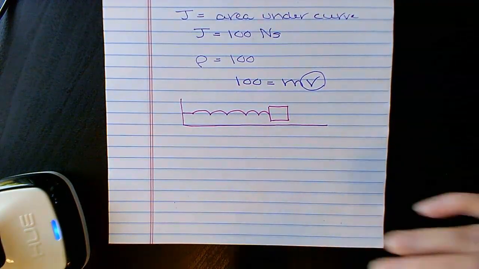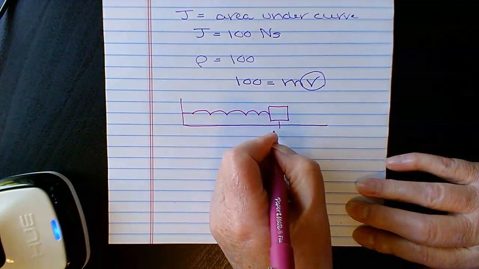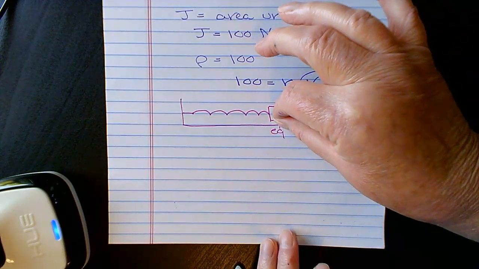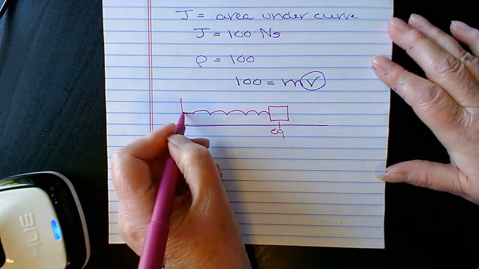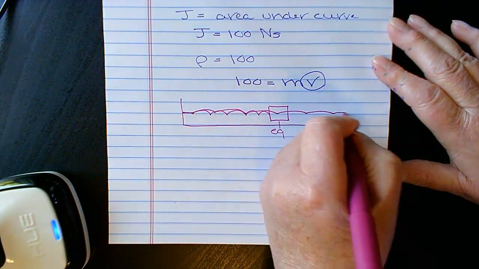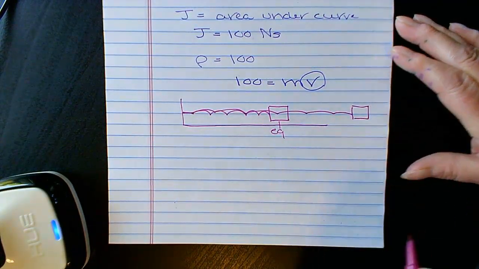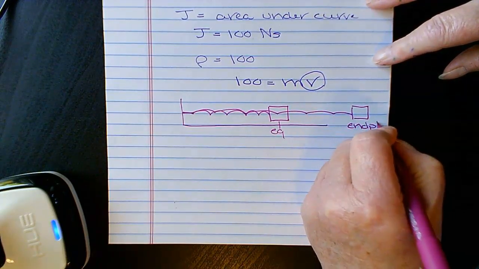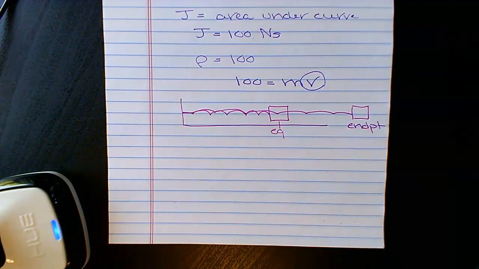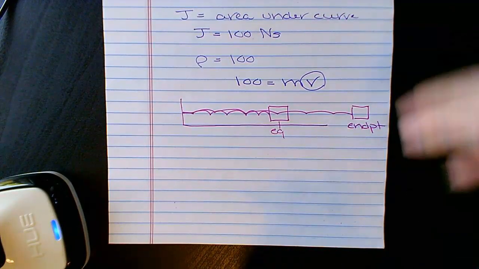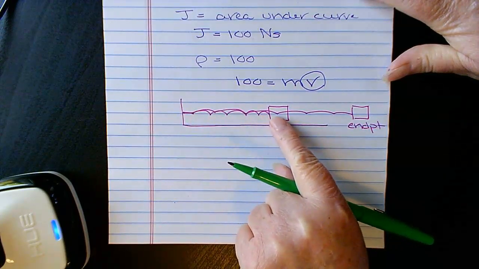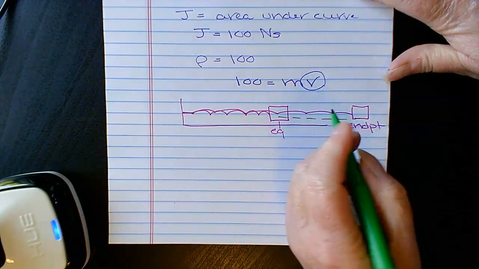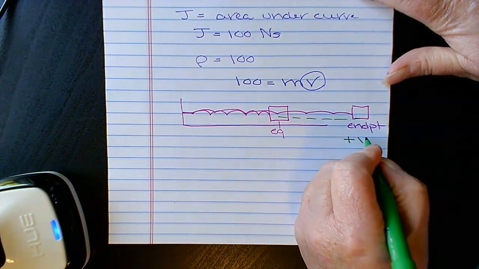All right, so this is just at rest right now. If this is at rest, this would be the equilibrium position. But now I'm going to take this mass and I'm going to pull it, meaning I'm going to stretch the spring even more. So over here, we're going to call this an end point. So let's work with the end point first. So first of all, I pulled this a positive x value. So I'm going to write down plus x.